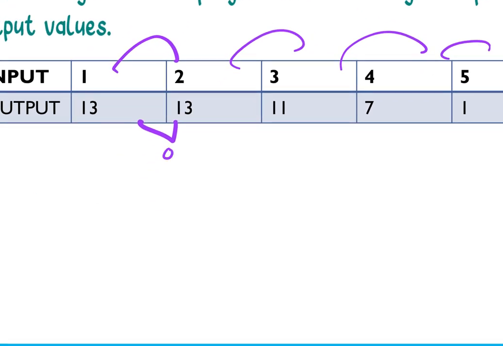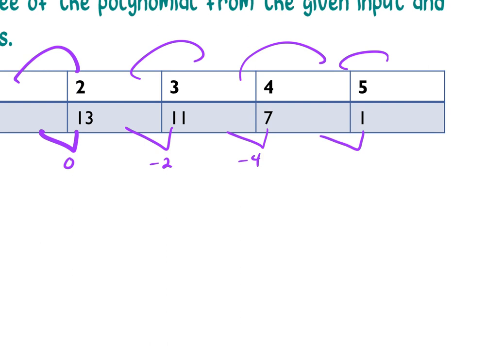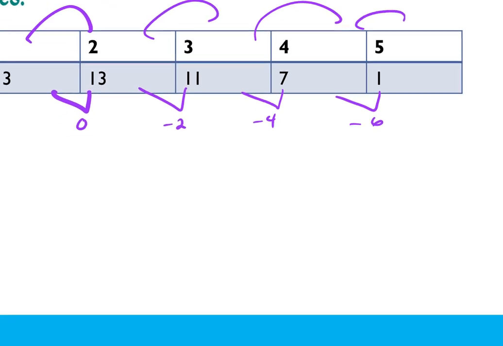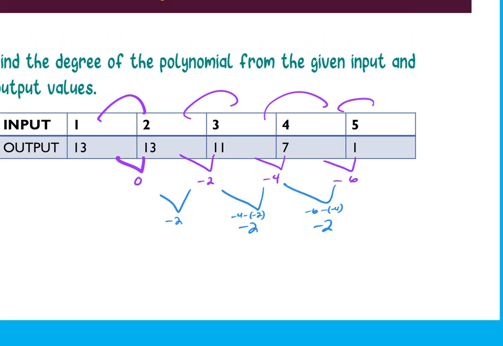So 13 minus 13 is 0. 11 minus 13 is negative 2. 7 minus 11, negative 4. 1 minus 7, negative 6. Are those the same? No. If they were the same, it'd be linear. Now I go to the next level. Negative 2 minus 0, negative 2. Negative 4 minus a negative 2, negative 2. Negative 6 minus a negative 4, negative 2. Now are these the same? Which means the degree here is 2, and this is a quadratic function.